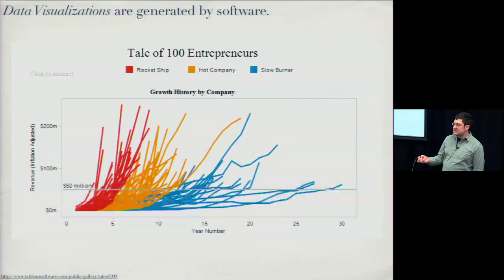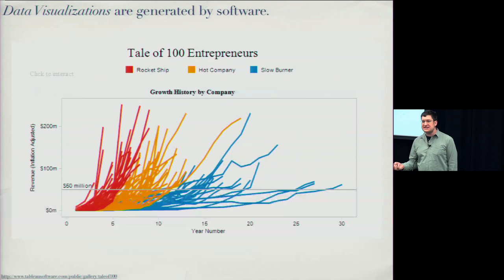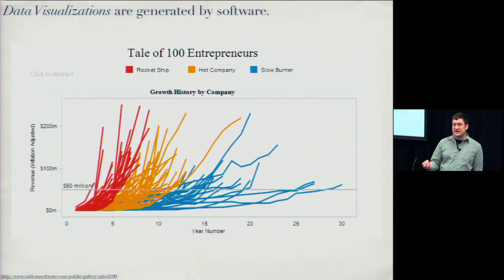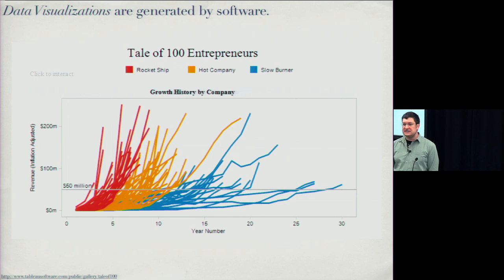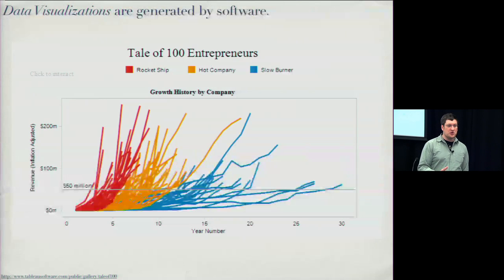So fundamentally, it comes down to the process of how you get to the visualization and the density of the data that you're representing. So something like a data visualization, in this case generated in Tableau, was generated by software. If you wanted to change the data, if you wanted to update it, you can very easily make a little tweak and have the software redraw the whole thing.